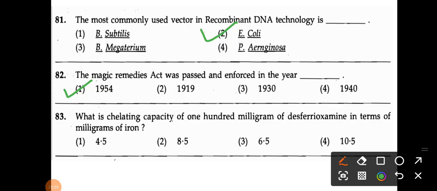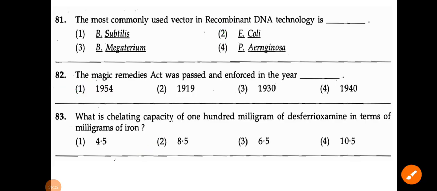So that is again a question from your pharmacology. They have given for 1 mg of iron, how many... desferrioxamine is the antidote of your iron. So that's why they have given the quantities and the calculation for the same. Okay, so what is the correct answer here? That is 8.5 mg.